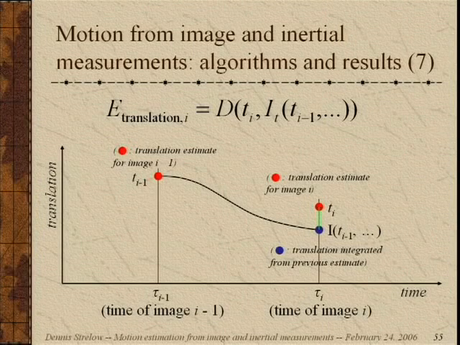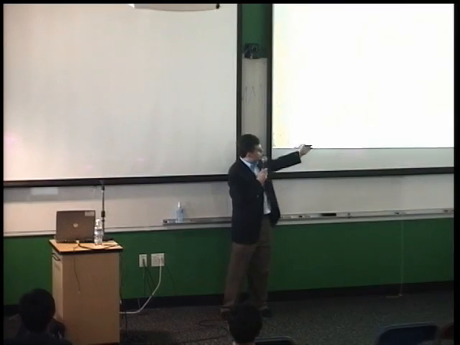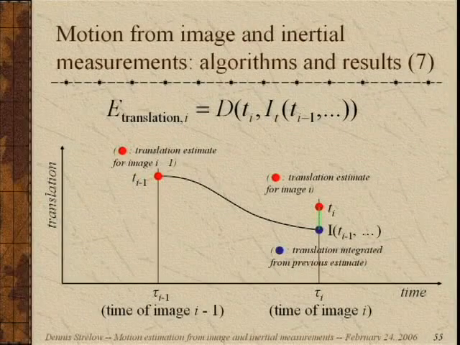In our prototype system, we took images at the standard frame rate, which is about 30 frames per second. And we took inertial readings at the highest rate that our little acquisition board would give us, which was about 200 hertz. So between 2 images, we're typically integrating over, say, 6 or 7 inertial readings.